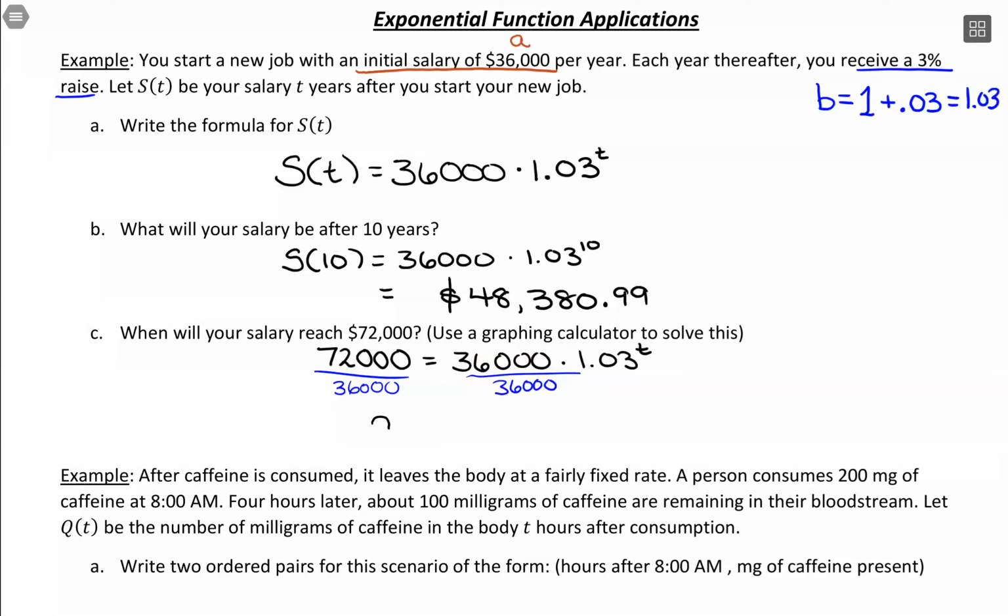But if we divide, then that's the same as 2 equals 1.03 to the t, and this isn't too bad. And then we don't have to look all the way up at y equals 72,000. Now I can just look at y equals 2, which is a little easier on our calculator window. So solving that first equation is the equivalent of solving this equation right here. So we're going to go to our graphing calculator and find a value for t.